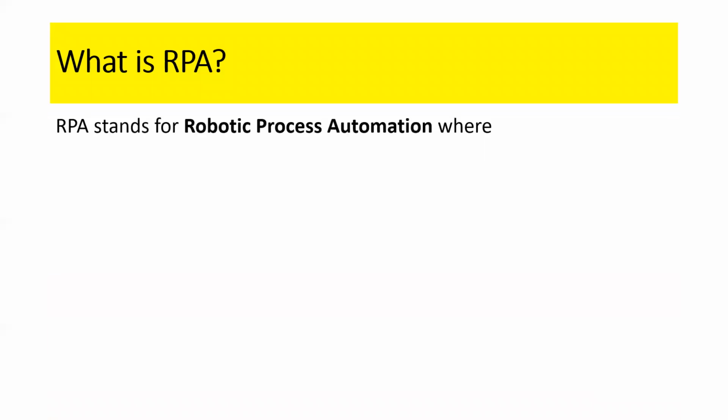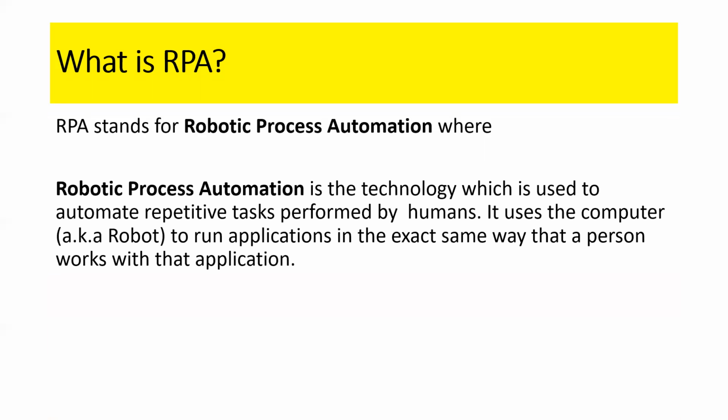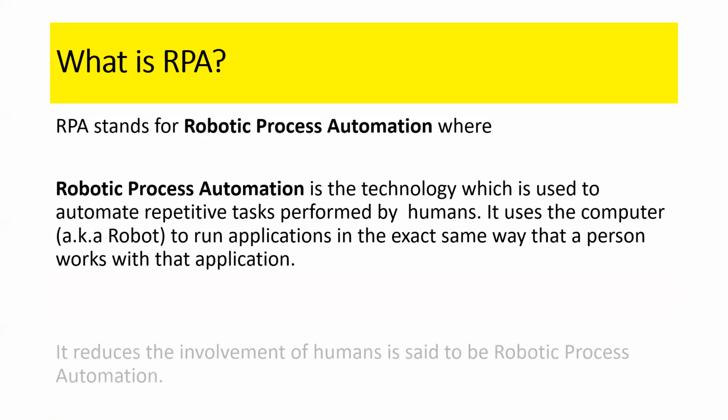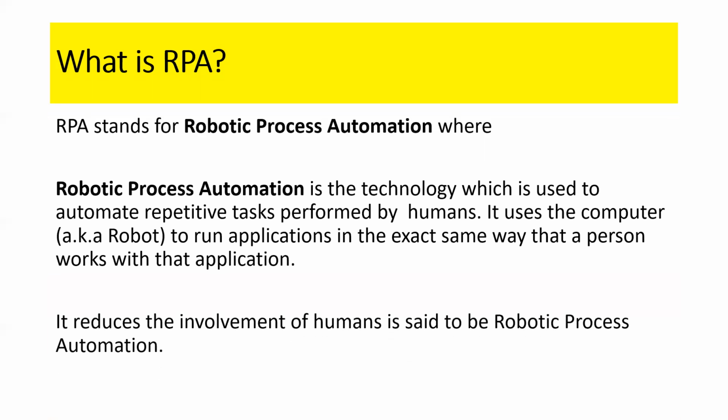What is RPA? RPA stands for Robotic Process Automation, which is the technology used to automate repetitive tasks performed by humans. It uses the computer to run applications in the exact same way that a person works with that application. We can also say it works like a human would. It also reduces the involvement of humans. What a human does in a similar manner, here the robot will do.